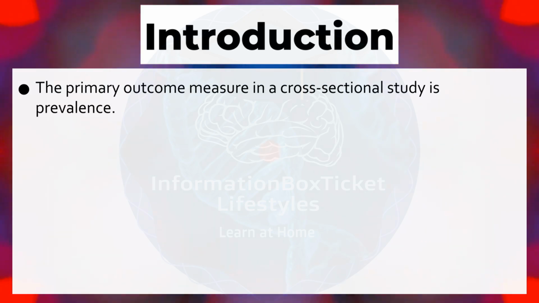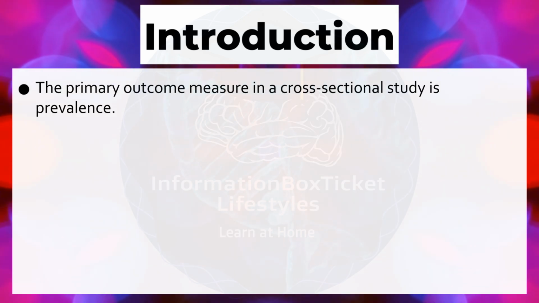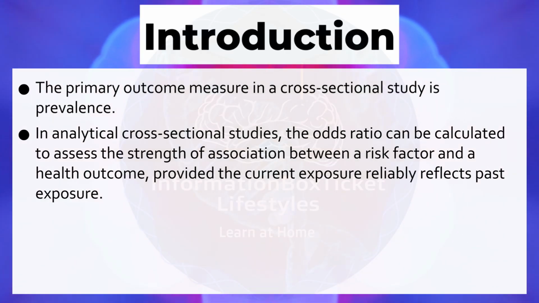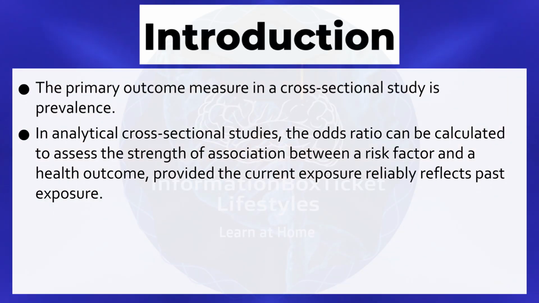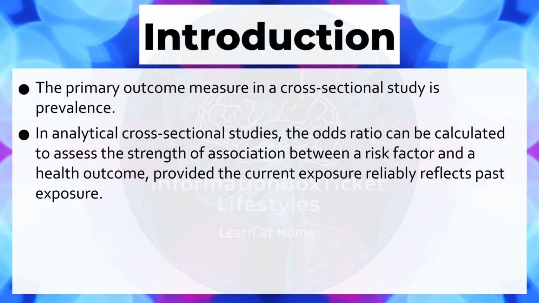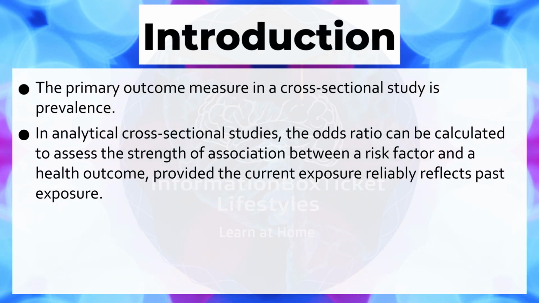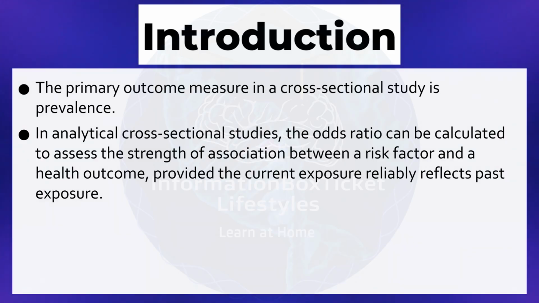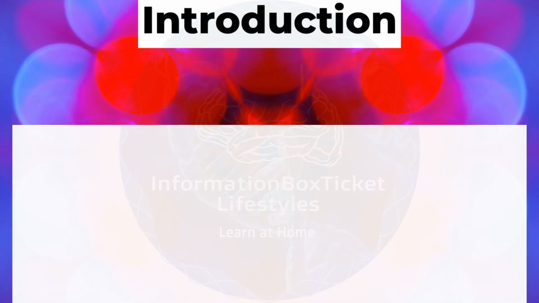The primary outcome measure in a cross-sectional study is prevalence. In analytical cross-sectional studies, the odds ratio can be calculated to assess the strength of association between a risk factor and a health outcome, provided the current exposure reliably reflects past exposure.